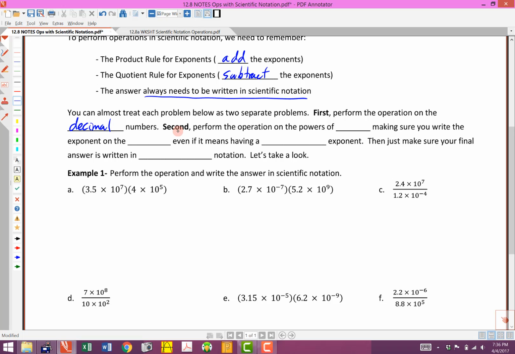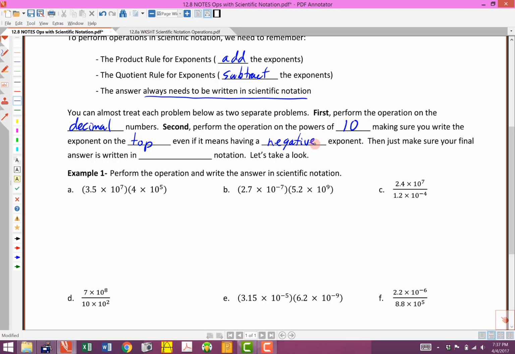And the second part is perform the operation on the powers of 10. Remember, scientific notation is always using powers of 10. So we're going to perform the operation on the decimal numbers, we're going to perform the operation on the powers of 10, and then we're going to make sure that the exponent is written on the top, up in the numerator if you want to think of it that way, even if that means having a negative exponent.